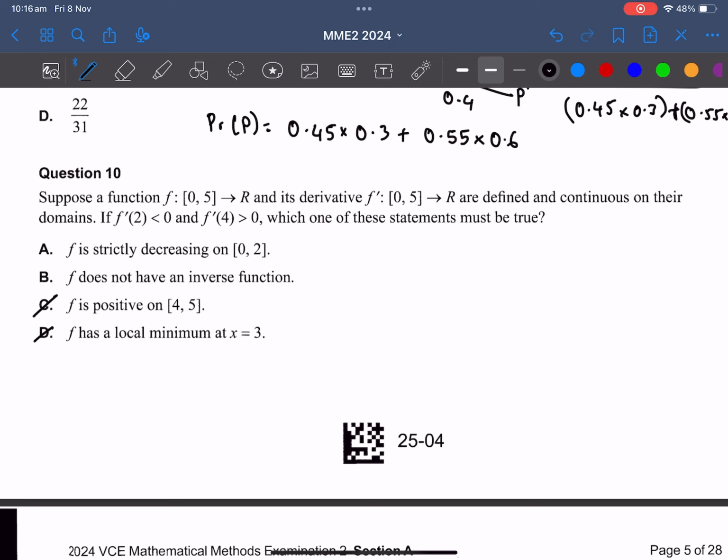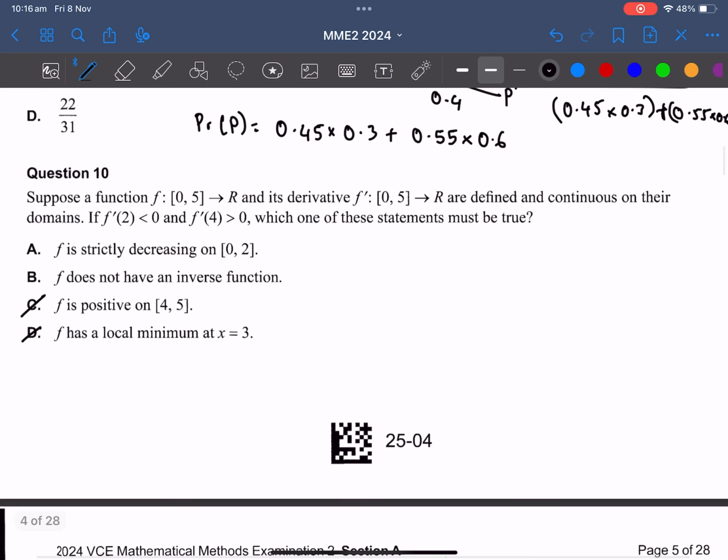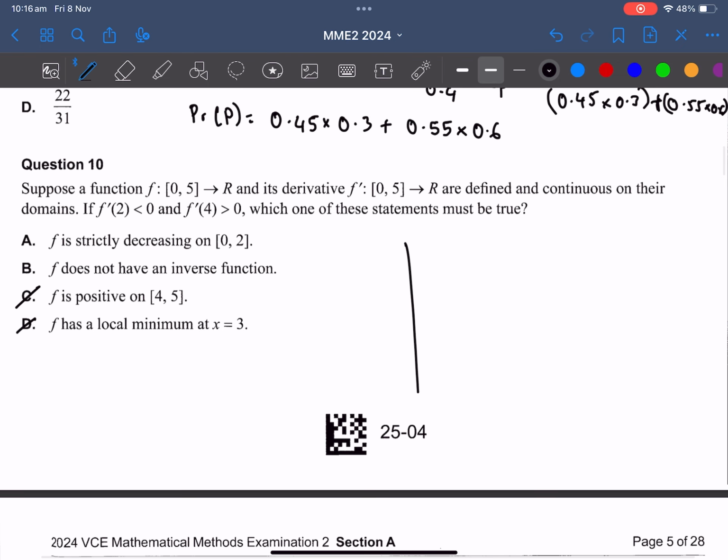F does not have an inverse function. F is strictly decreasing on 0 to 2. Okay, let's quickly plot a parabola to help us out here. So if I were to just do that, I'm going to call this f of 2. Okay, you know what, maybe we take x minus 3 whole squared as our parabola to do this question. Maybe it's a valid function.